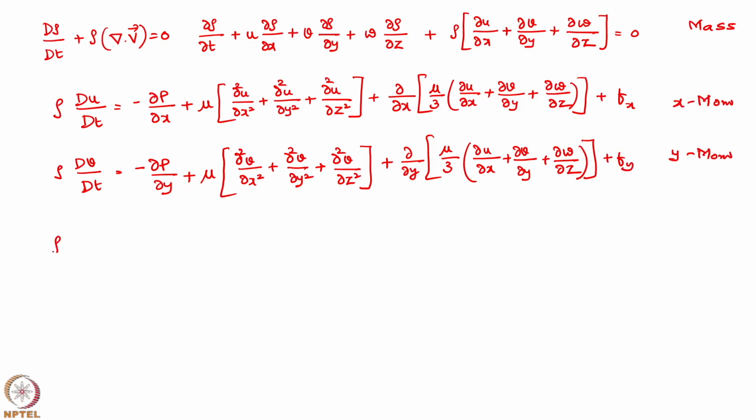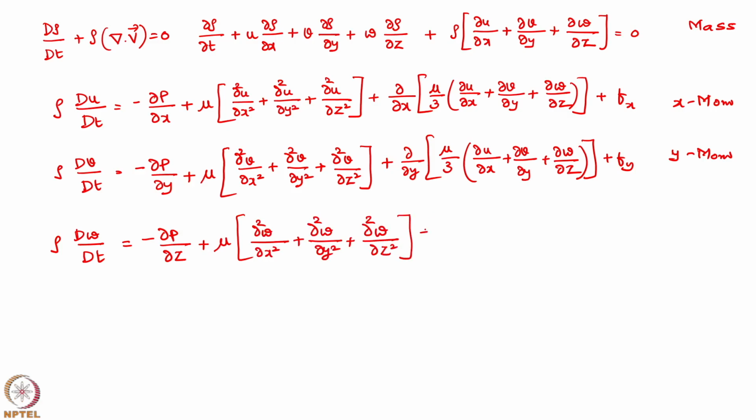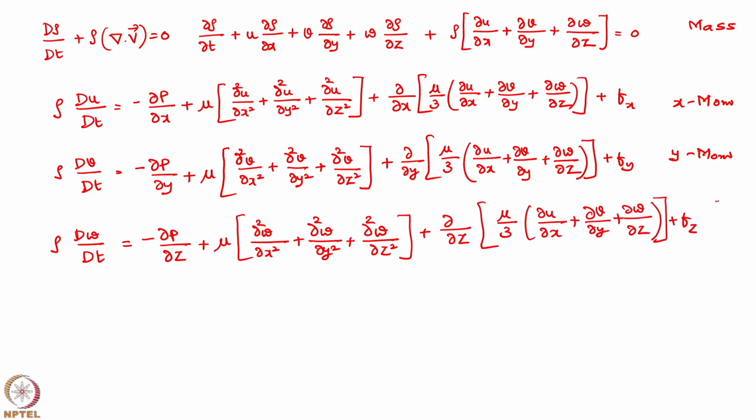Now let us write the z momentum equation. Rho dw by dt equal to minus dou p by dou z plus mu into dou squared w by dou x squared plus dou squared w by dou y squared plus dou squared w by dou z squared plus dou by dou z of mu by 3 into del u by del x plus del v by del y plus del w by del z, plus fz. This is the z momentum equation.